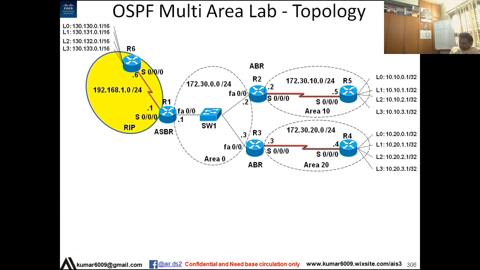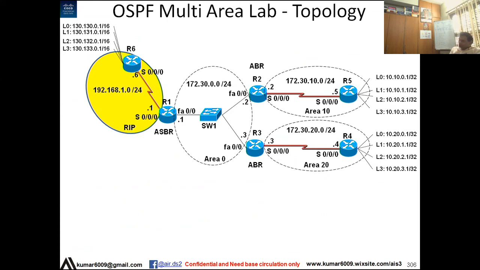Now you tell me for the serial interface. In global mode, router OSPF 1, and we go to the router configuration mode. Yes, correct. Network 172.30.10.0 and 0.0.0.255 area 10. Area 10.